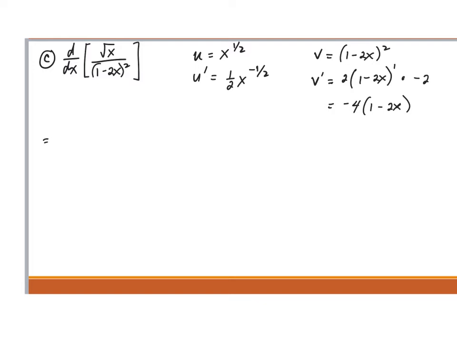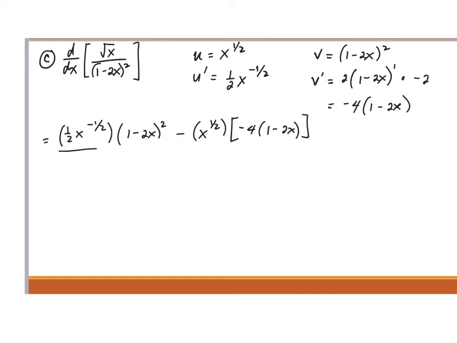Let me do it here. U prime is 1/2 x to the negative 1/2, times v, which is 1 minus 2x to the power of 2, minus u, which is x to the 1/2, times v prime, which will be, let's use a square bracket here, negative 4 times 1 minus 2x. Everything is all over 1 minus 2x squared raised to the power of 2, that will be raised to the power of 4.